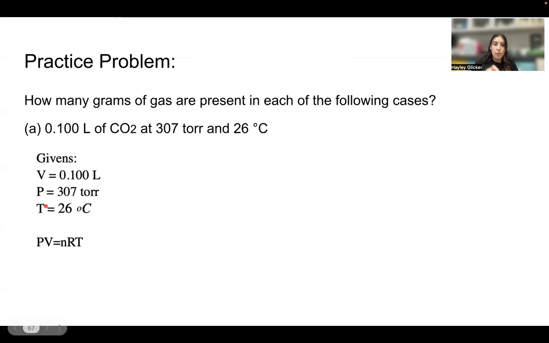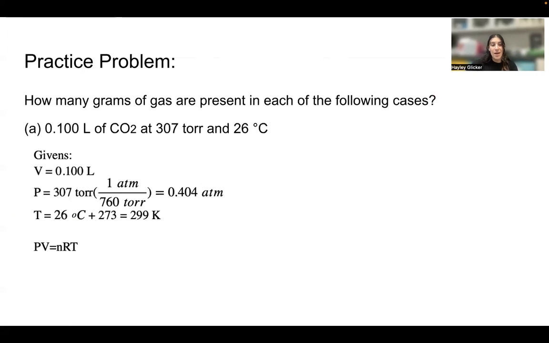What we need to know is that I'm trying to find my grams of gas. Using any equation that we have so far for our gas laws, I can't find grams directly. I'm going to have to solve for moles first. So I know I have to use my PV=nRT equation, but I can't plug in torr and I can't plug in degrees Celsius. So I have to convert those to atmospheres for pressure and Kelvin for temperature.